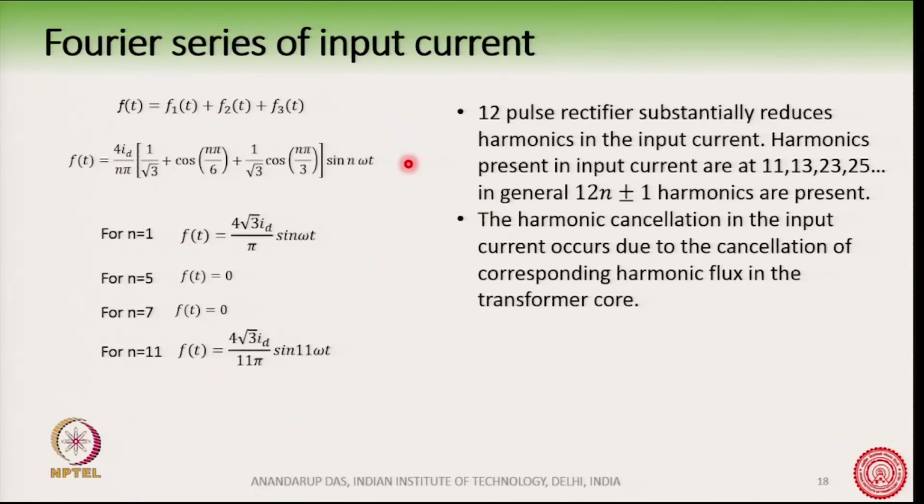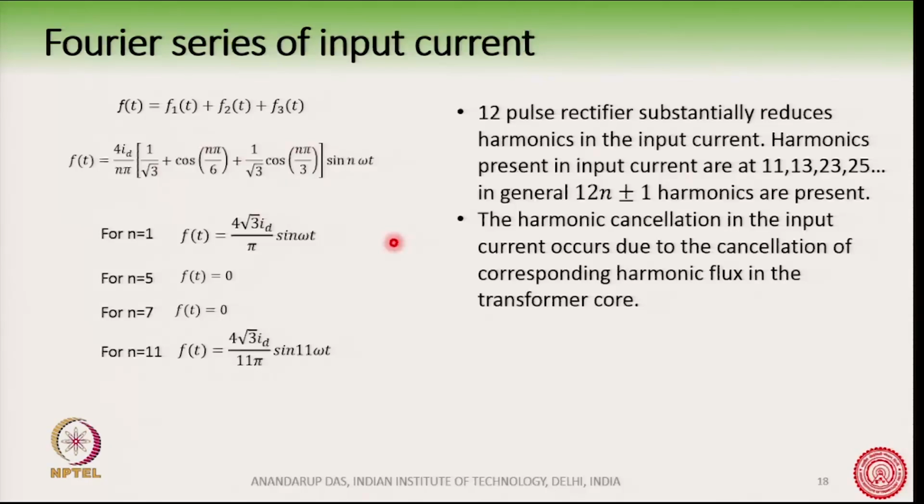So, if we put now n equal to 1 in this expression, we will get the fundamental component in the input current waveform I capital A. So, n equal to 1, we get the magnitude of the fundamental. For n equal to 5, you will see that f(t) is equal to 0, and that is true also for n equal to 7, f(t) will be equal to 0 if you put n equal to 5 and 7 in this expression.